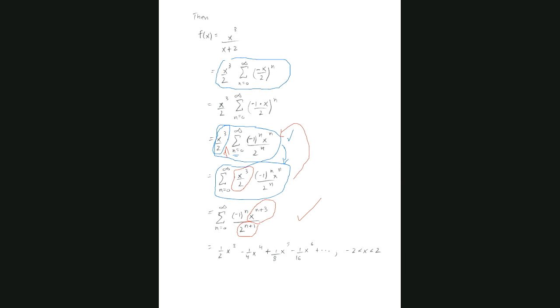Okay, so let me just add this here. So x cubed over x plus 2, that rational function, is equal to this power series, but only for x values between -2 and 2. Only for those x values. Are there any questions on that?